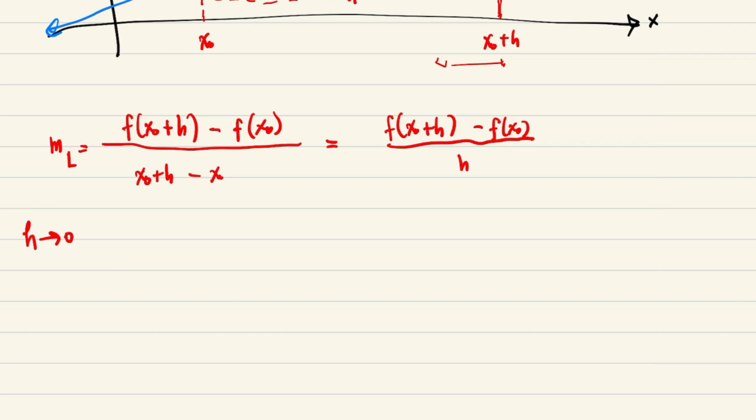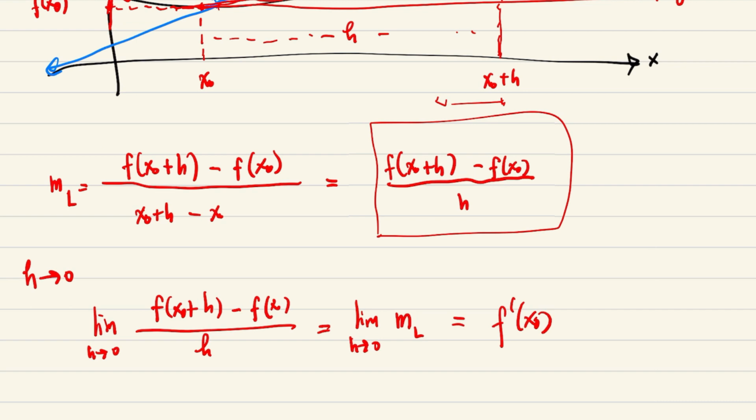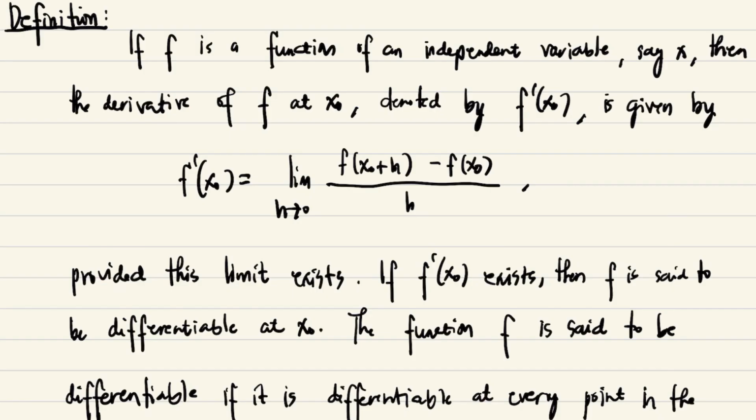If we take the limit of this as h approaches 0, we have the new form, which is the limit of f of x sub 0 plus h minus f of x sub 0 all over h as h approaches 0. This is the same as the limit of m sub l as h approaches 0. Meaning, if we take the limit of the slope here, we're actually getting the derivative of a function. So basically, this is now the derivative of a function. With this, we will formally present the formal definition of a derivative of a function.